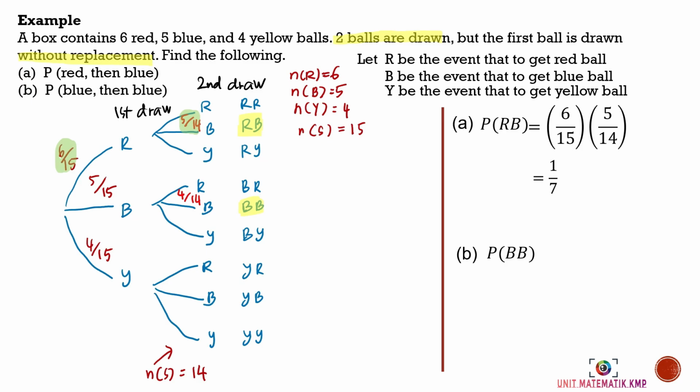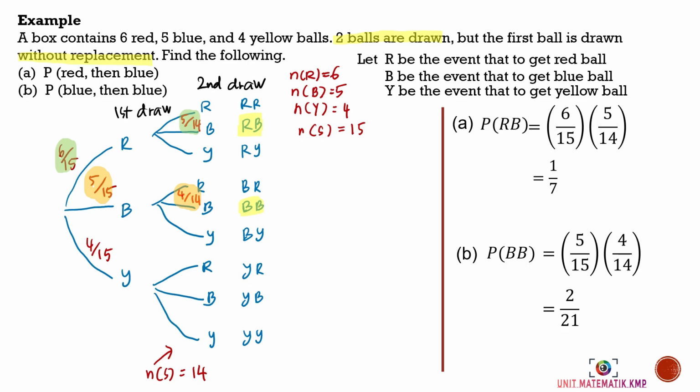Okay, jadi sekarang kita boleh darabkan dua nilai ni untuk dapatkan probability of blue. Okay, 5 over 15 multiply with 4 over 14. The answer is 2 over 21.